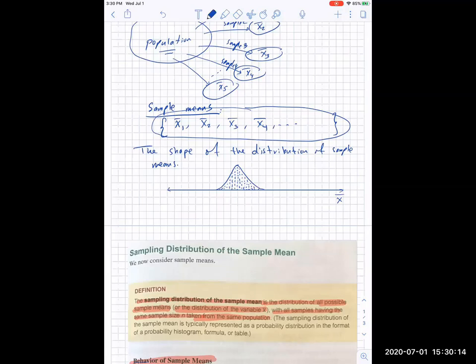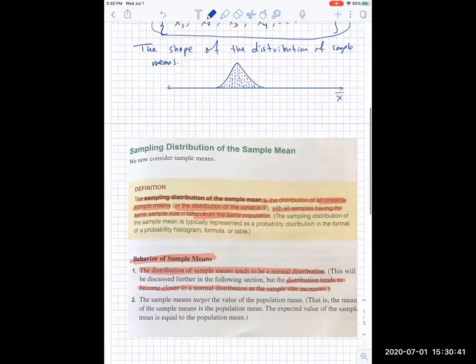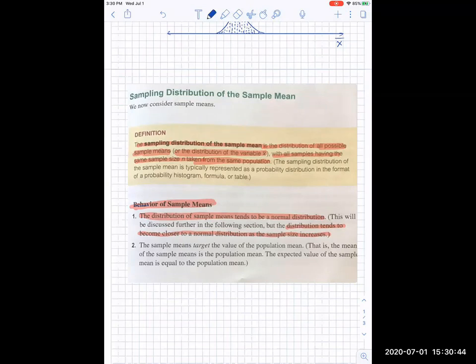Maybe for small samples, it's not going to be perfectly normal, but as the sample size gets bigger and bigger, and we collect these sample means and look at their distribution, we notice that the distribution becomes more and more normal, or goes towards a normal distribution. So that's one observation. Also, we notice the following: the sample means target the value of the population mean. This is also a very, very important result.